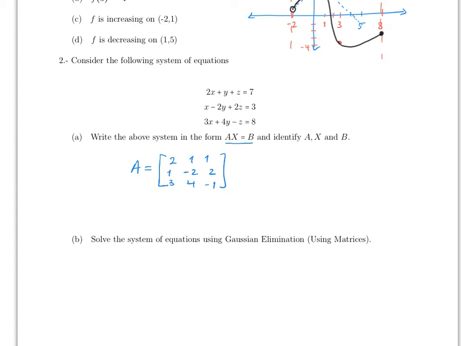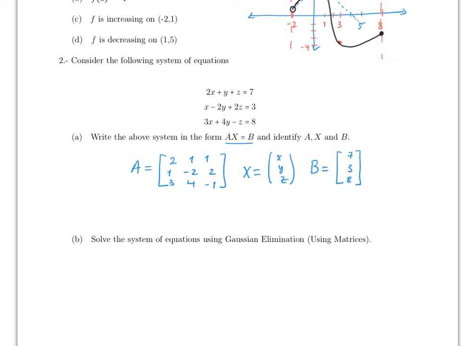Capital X is equal to X, Y, Z. And then B is equal to 7, 3, A. So notice how it doesn't matter if you use parentheses or you use brackets. That's a personal choice. So in part A, it's just asking you to write it this way.